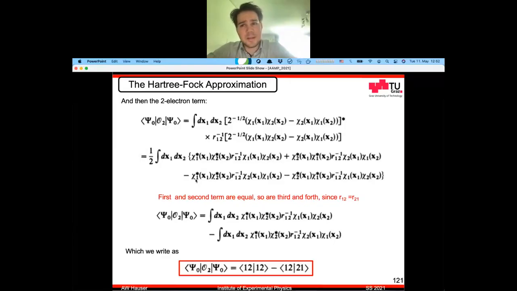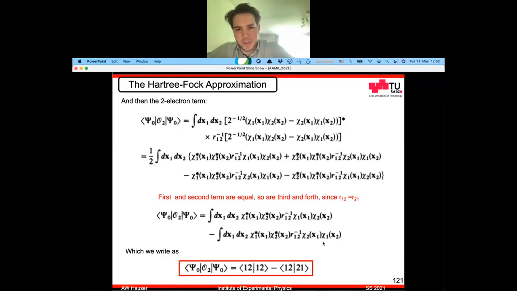It's no longer something that I can interpret as a probability, as a density distribution, because it is a product of two different wave functions, Chi1 and Chi2. So this is what we call the exchange integral. And it occurs twice. The third and the fourth term are identical, so we can collect them, put them together, and obtain this expression as shown here.